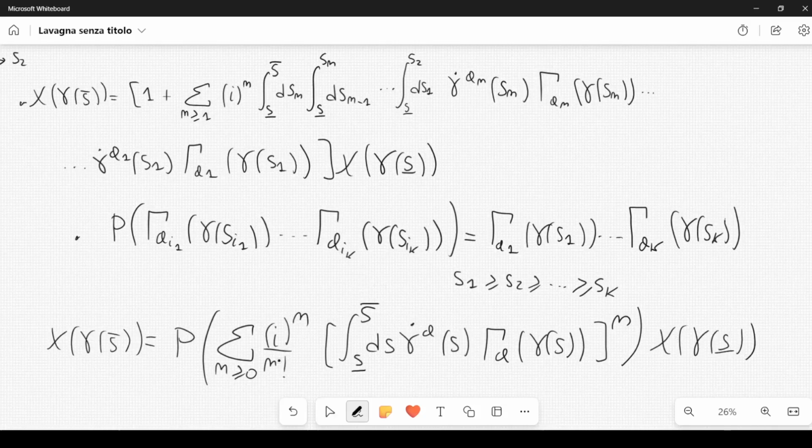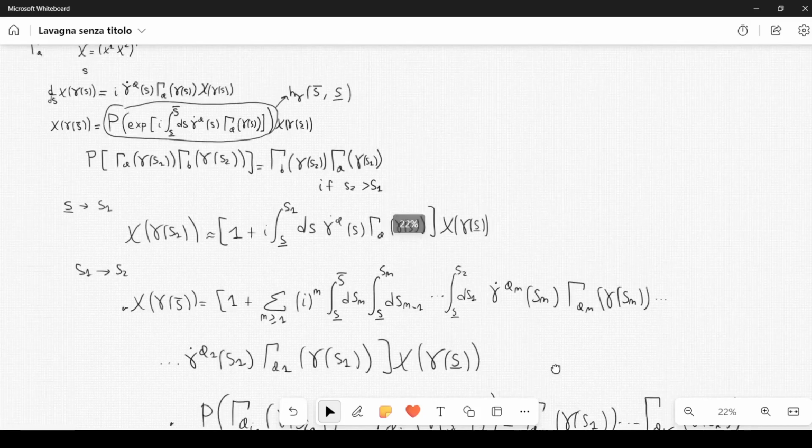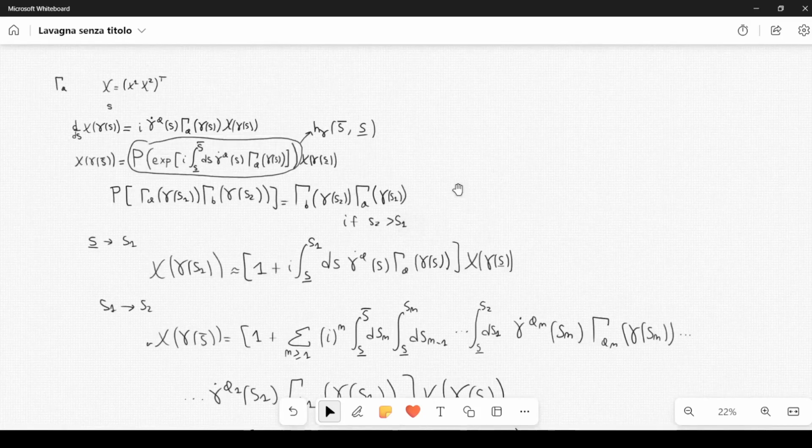Now n factorial here has a meaning, so it makes sense because it corresponds to the n factorial possible permutations of the indices 1, 2, 3, 4, 5, all the way up to n. And this will lead to the expression of the holonomy that we have already seen here with the exponential.